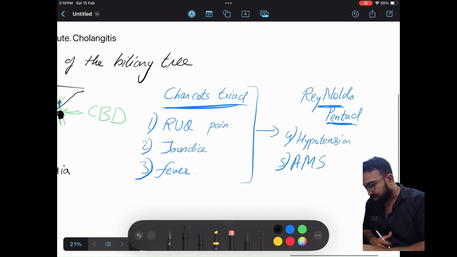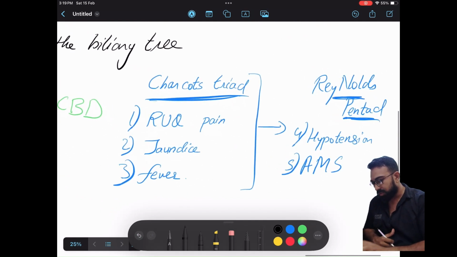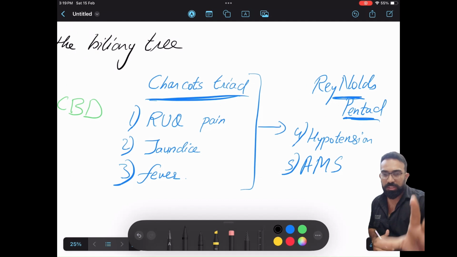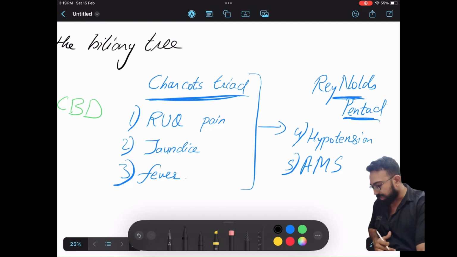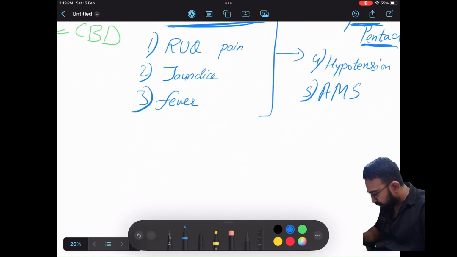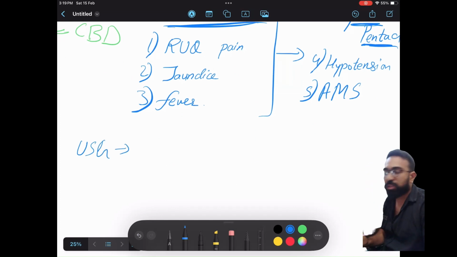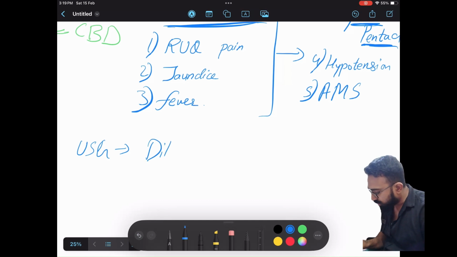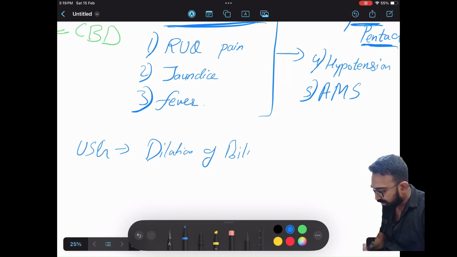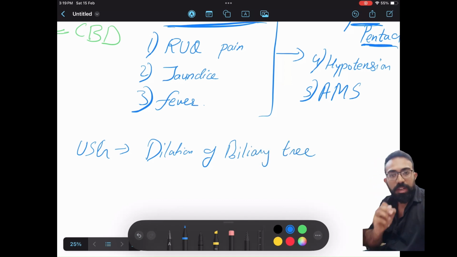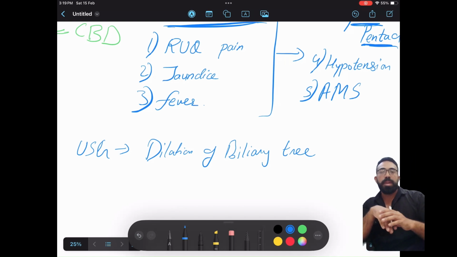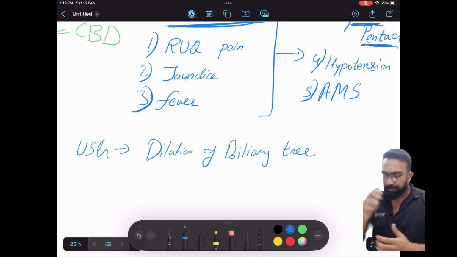Whereas in acute cholangitis, if a patient is presenting and you suspect acute cholangitis, you should immediately do the ultrasound. On the ultrasound, what will the patient have? It will show dilation of the biliary tree. That dilation is because of obstruction somewhere, so the back part becomes dilated.